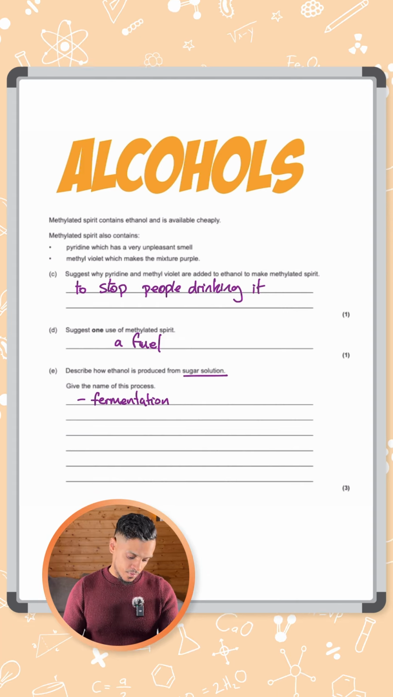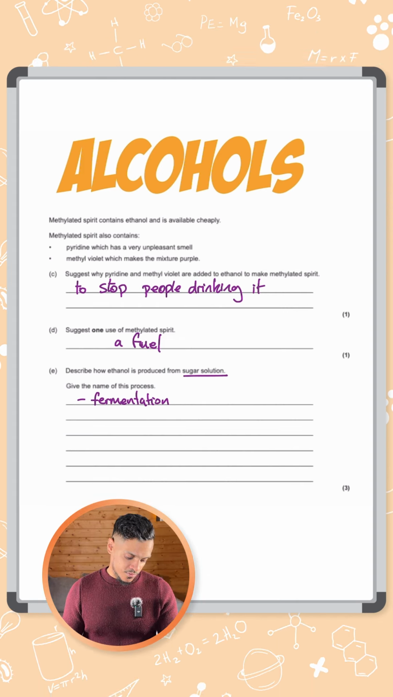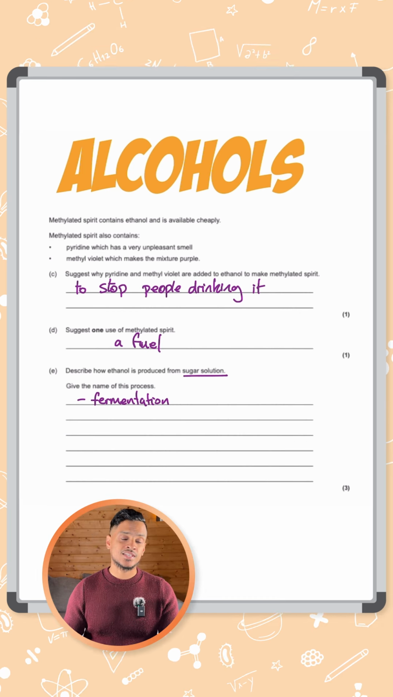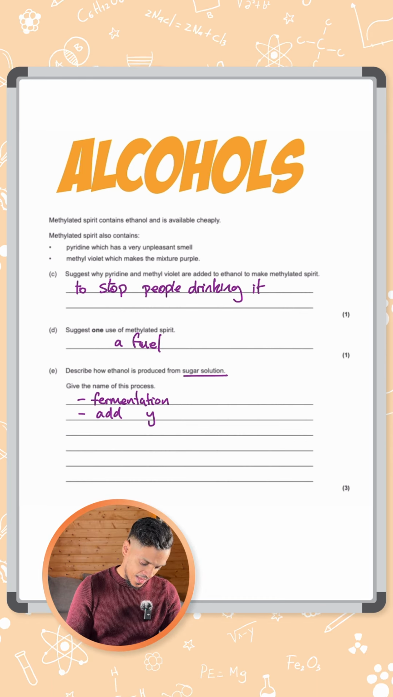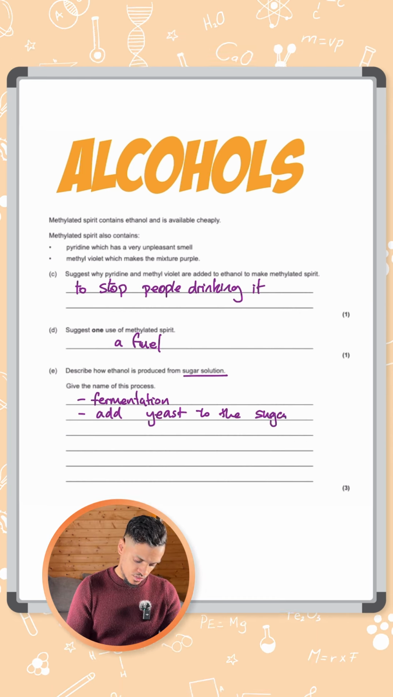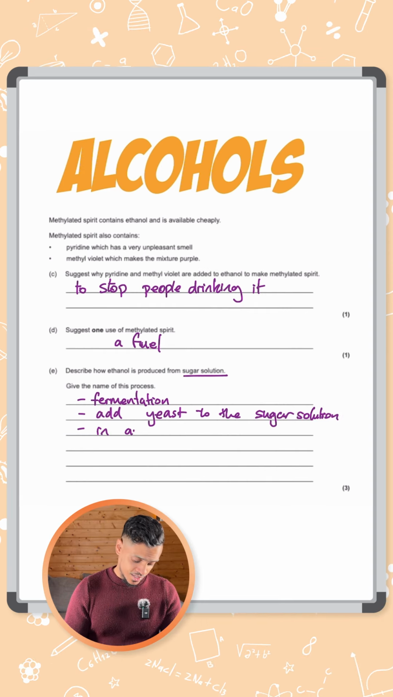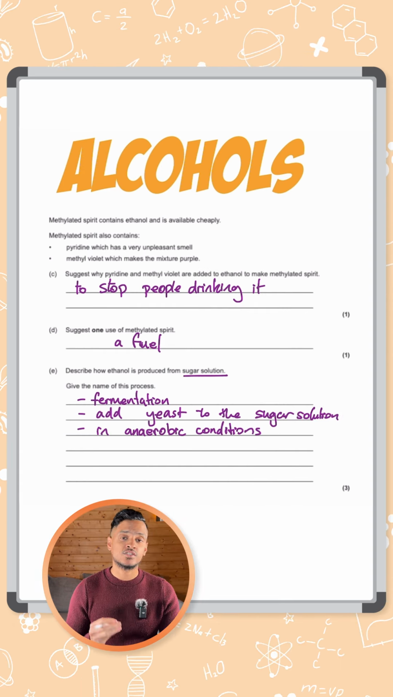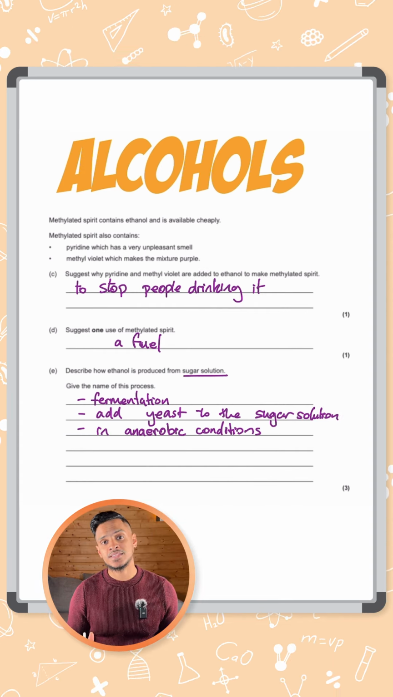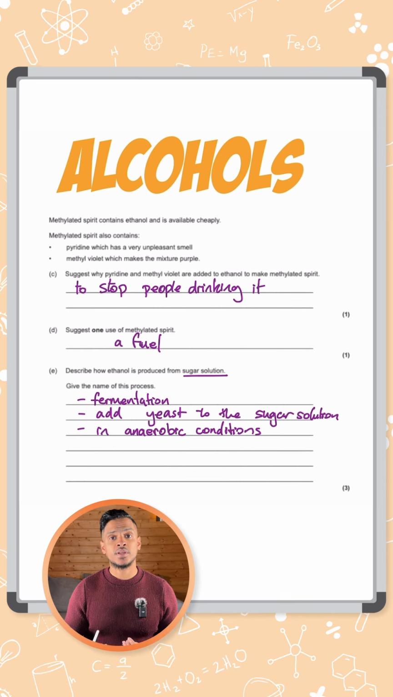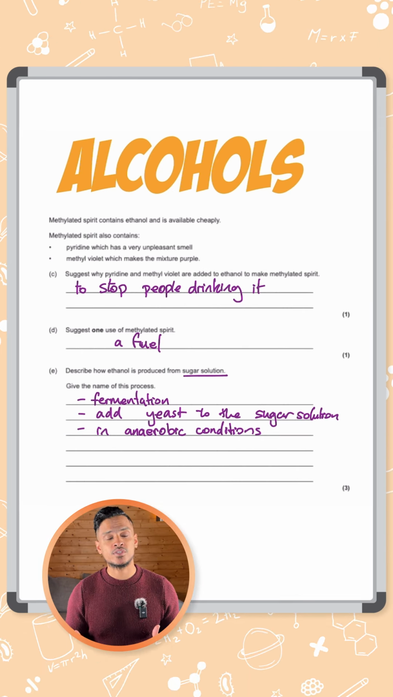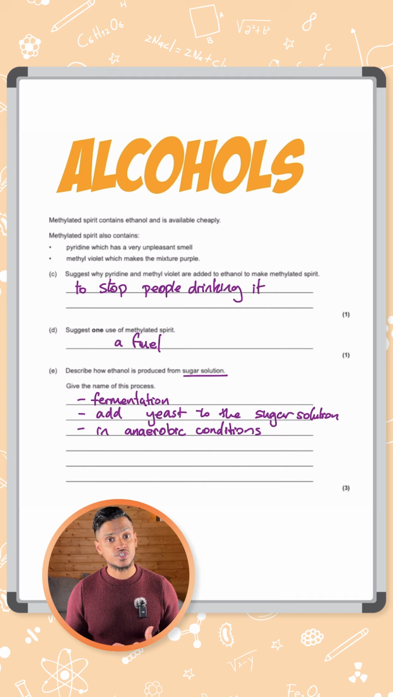So the name of the process is fermentation. To describe how it's produced, you can just say the conditions. So we can say add yeast to the sugar solution, in anaerobic conditions, that's basically conditions without oxygen, because that makes the yeast produce carbon dioxide and ethanol. Otherwise, if there was oxygen, it will produce other products, which you don't want.